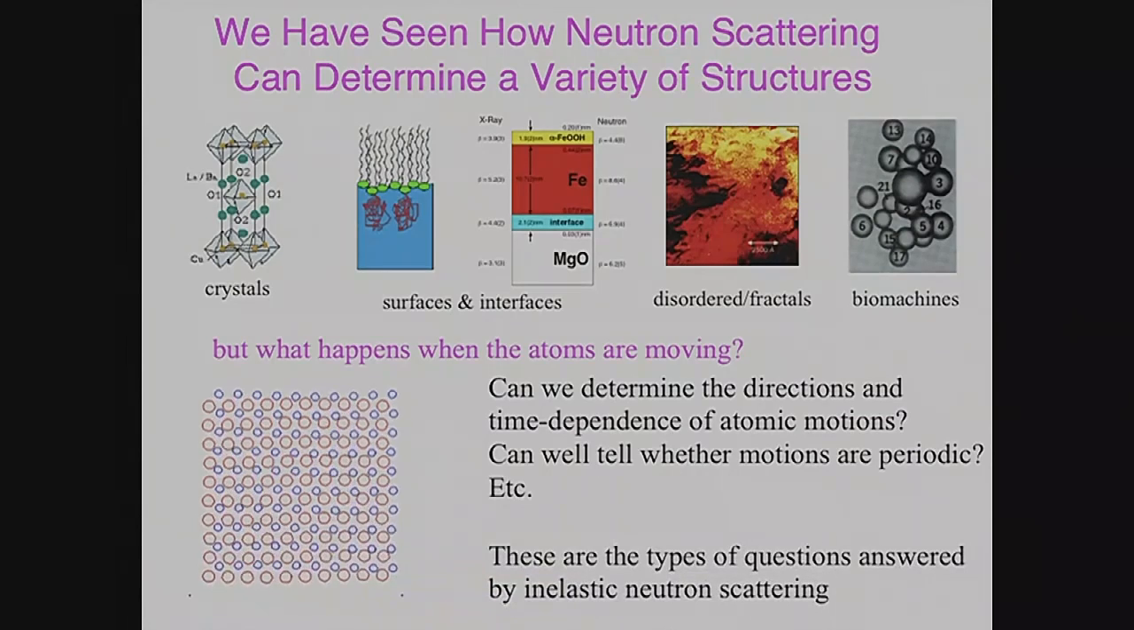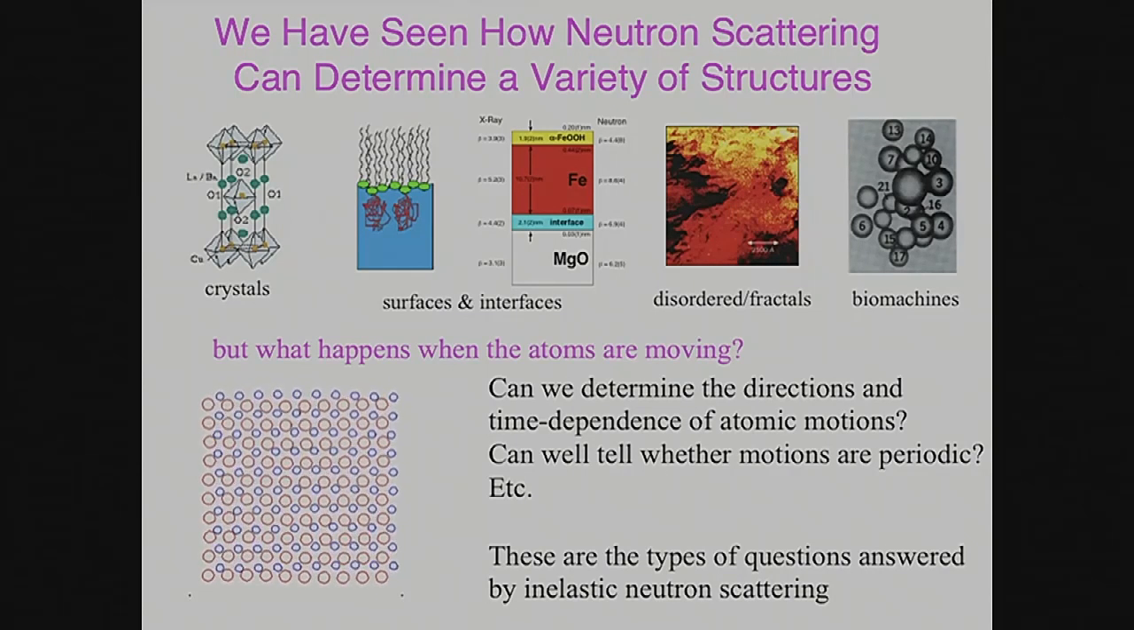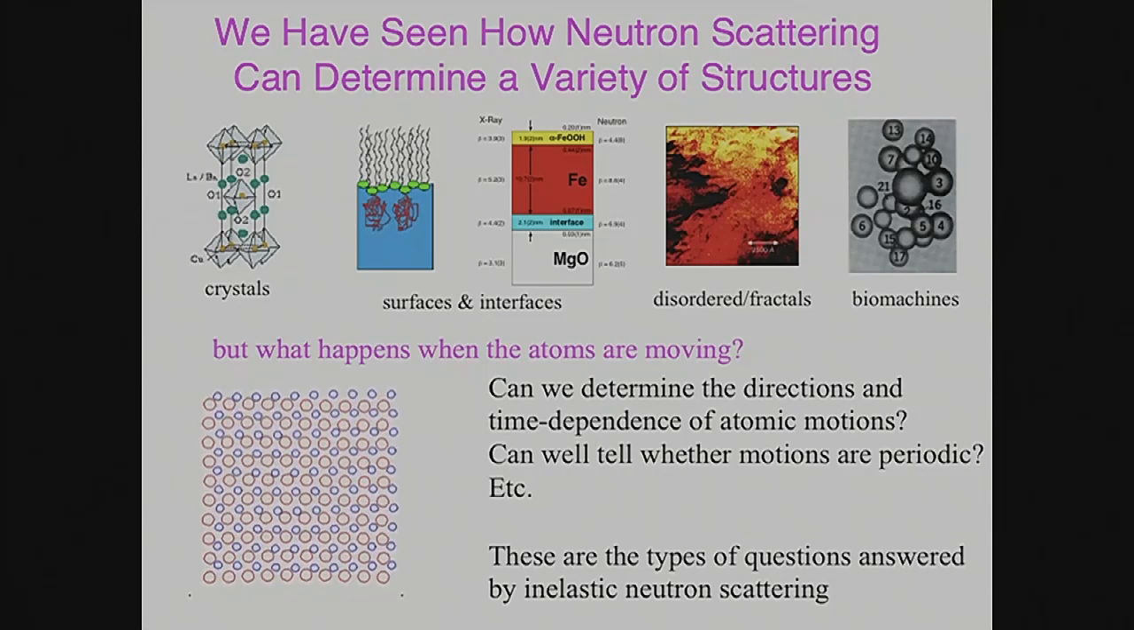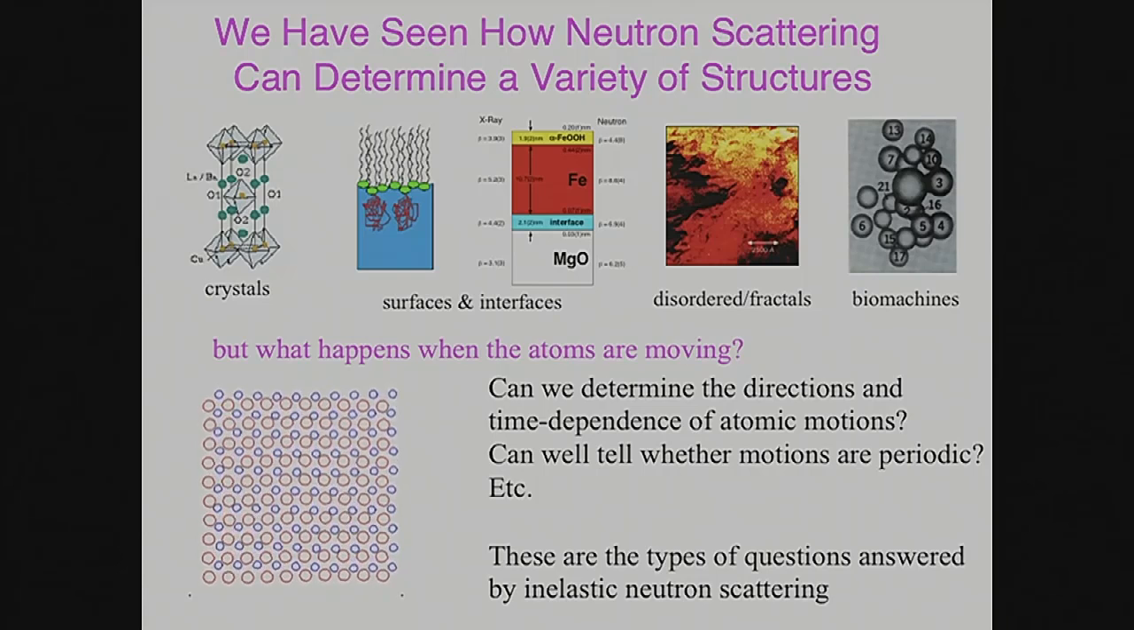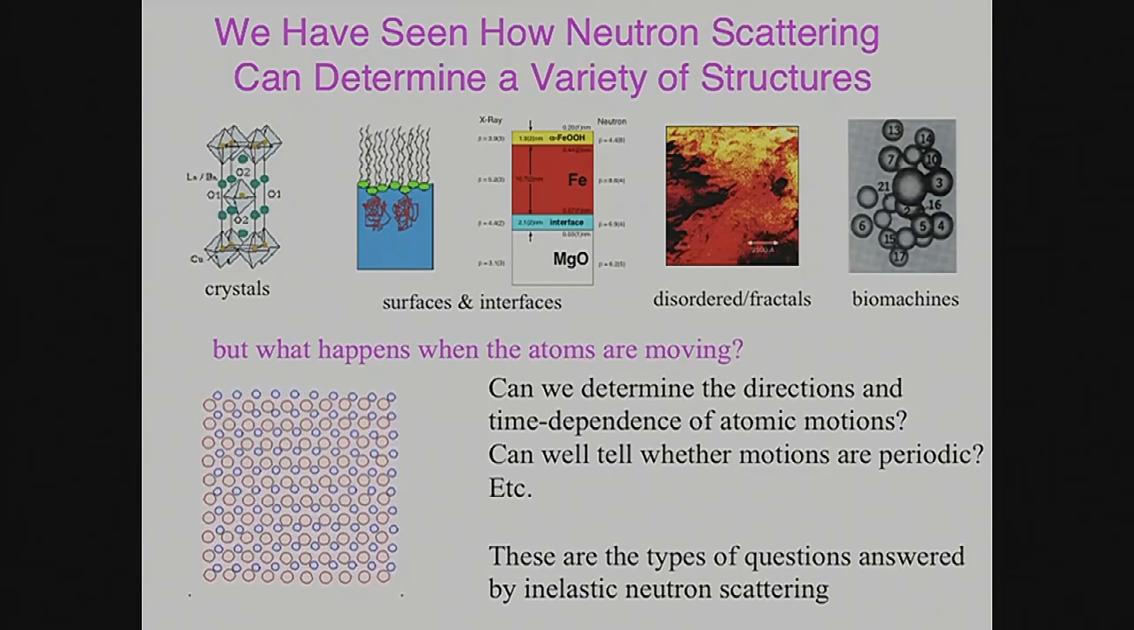So I want to spend the last few minutes talking about inelastic scattering, because I haven't said anything about inelastic scattering up until now. I've just talked about structure. In real life, the atoms in a crystal don't just sit on official lattice sites and not move. In real life, they move around. And they move around because there are phonons in the crystal, which propagate, which carry energy through the crystal, and which cause vibrations of the atoms.